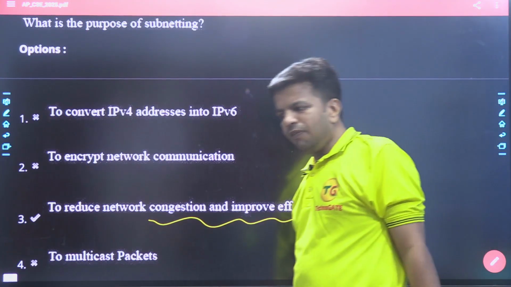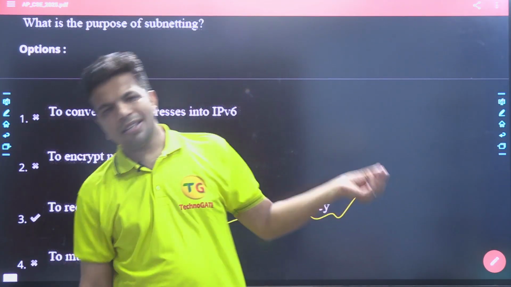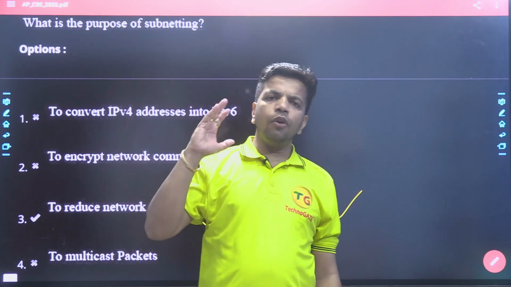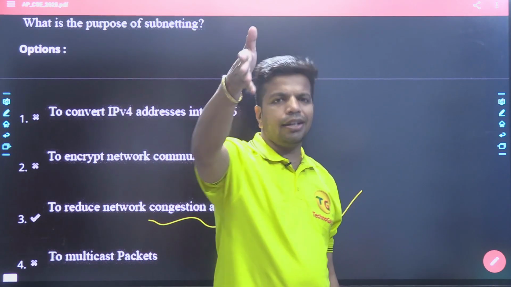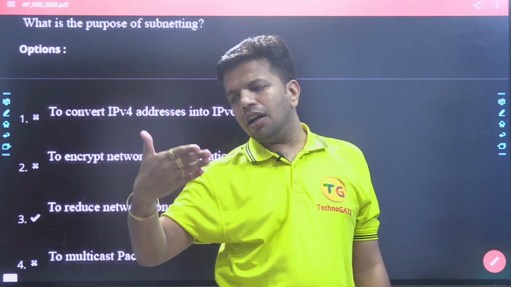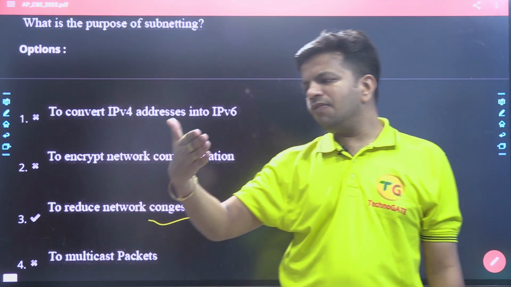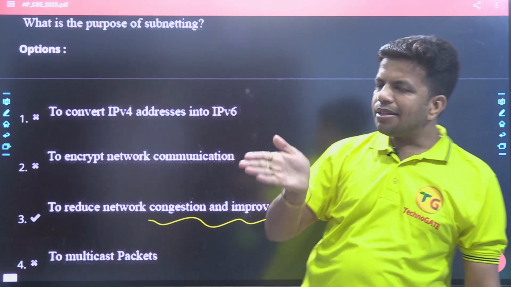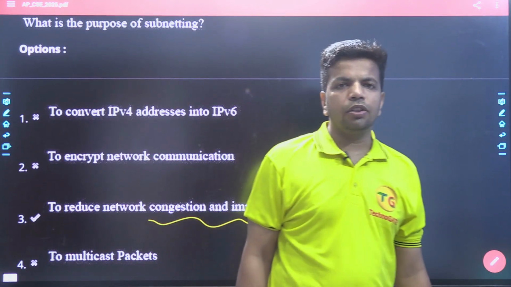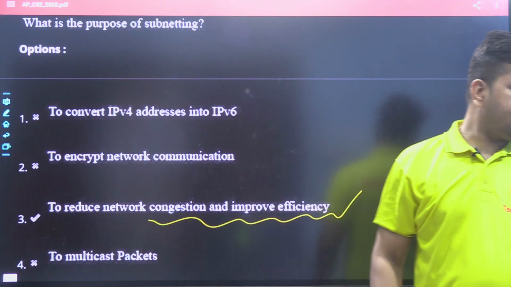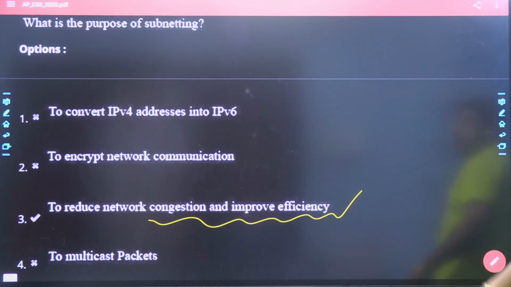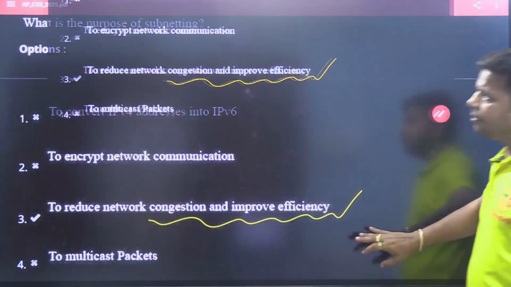So what is the benefit of that? Suppose someone sends a letter to the university. If we send that letter to the university reception, they just check that this particular letter is for the computer science department, so they send it to the CS department. That would be subnetting. So it reduces the network congestion. Are you getting that point? It reduces the network congestion. That is the only reason.